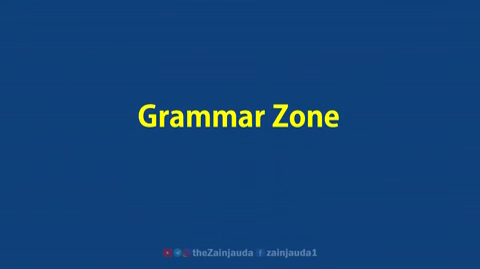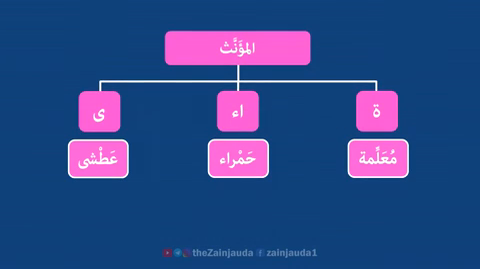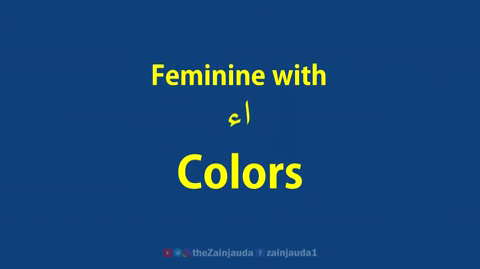Now let's move to the grammar zone. In the previous lesson, we talked about how to derive a feminine word from a masculine one by adding at-ta'ul marbuta. Today we're going to speak about how to derive feminine words from masculine ones by adding alif and hamza. The best examples of today's form of feminine is colors.